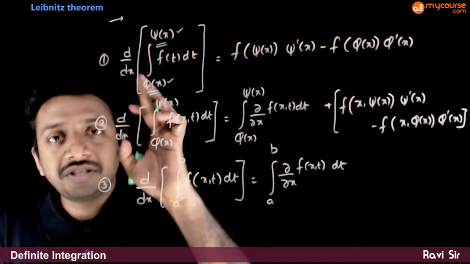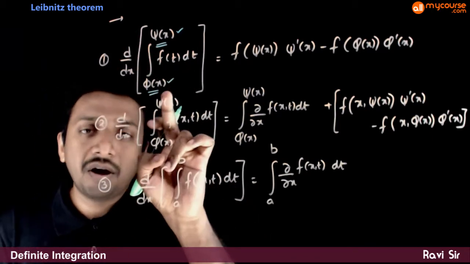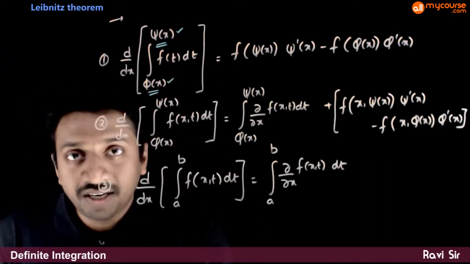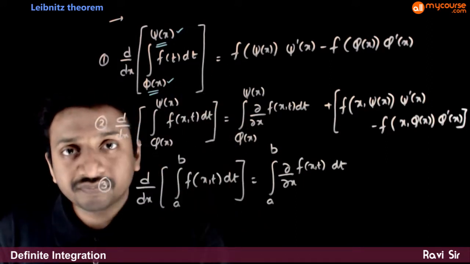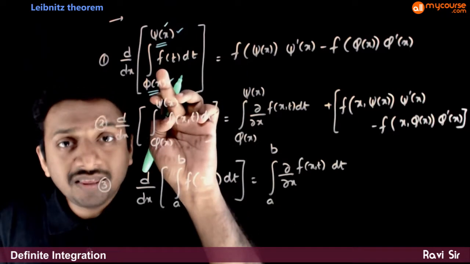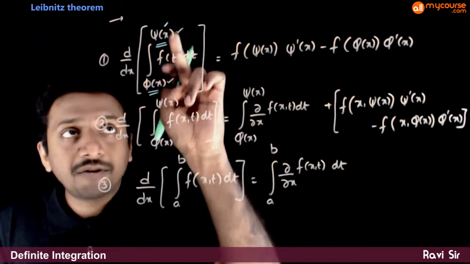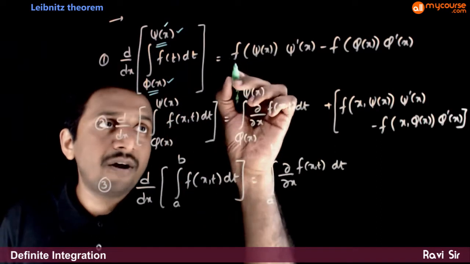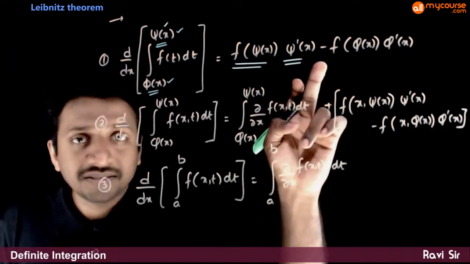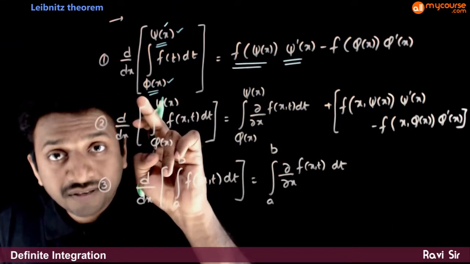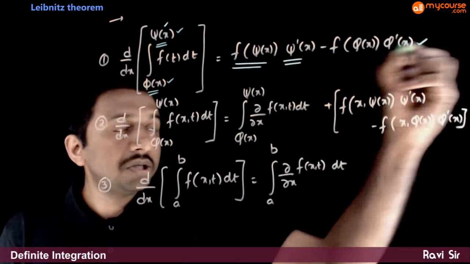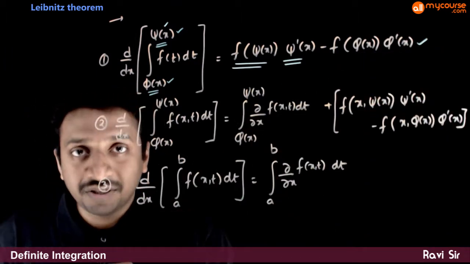So if you want to differentiate this, d by dx of integration phi of x to psi of x, f of t dt is equal to, the formula is f of psi of x. First, in the function, in the place of t, you have to put the upper limit, that is f of psi of x, into the differentiation of the upper limit, minus f of phi of x into the differentiation of the lower limit. So this is the most useful form of Leibniz theorem.